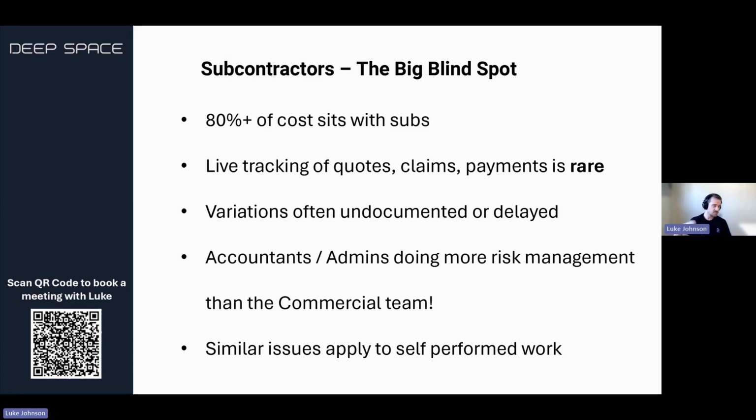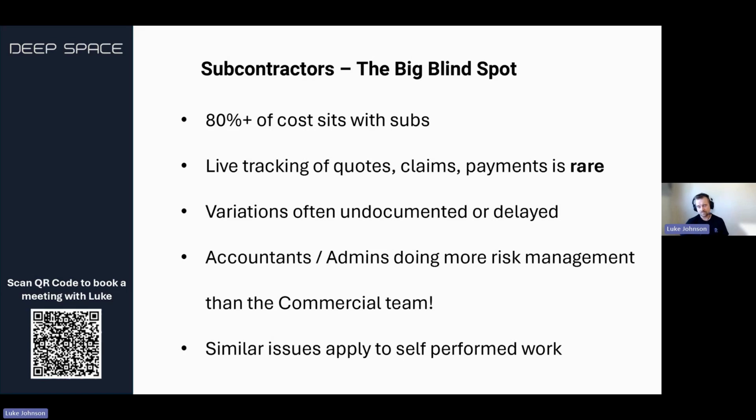You might not realize that you're 15, 20% over on a given subcontracted package until you're coming to the final accounting and really, you've just blown the budget. Studies show that 1 in 3 subby variations or subcontract variations are missed, undocumented, or disputed. So that's a really big problem in the industry.